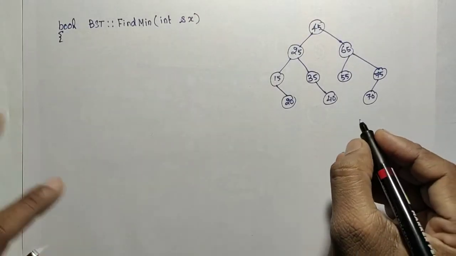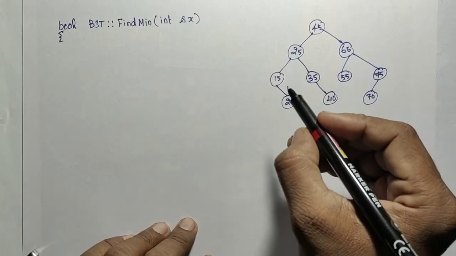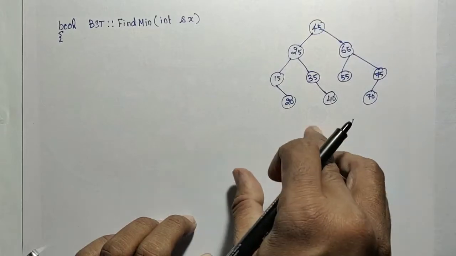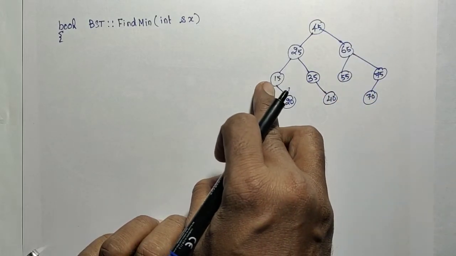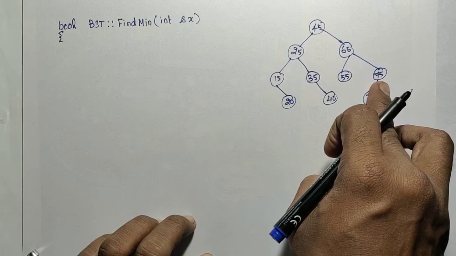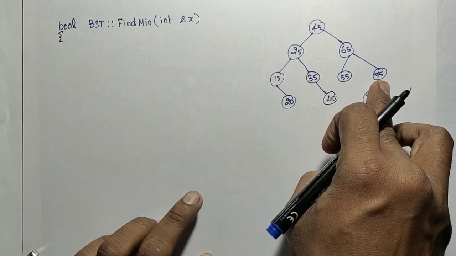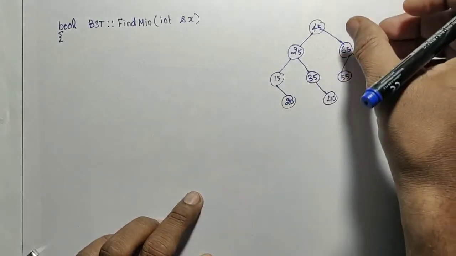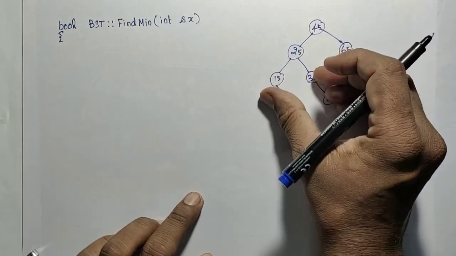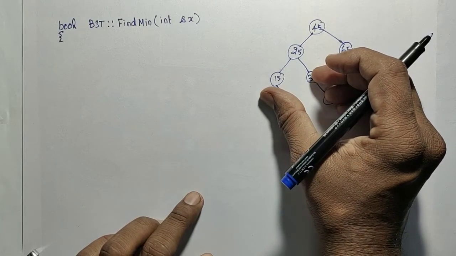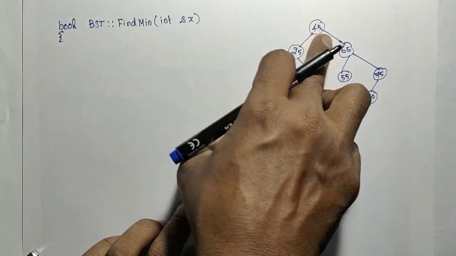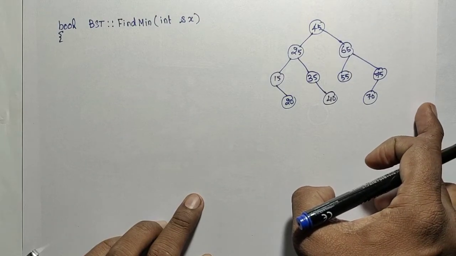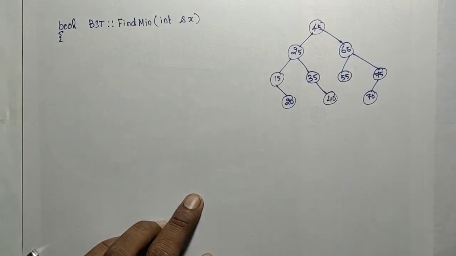So in a binary search tree, observe the minimum element. Which one is the minimum? That is 15. Which is the maximum element? That is 75. So we can easily identify the minimum element: the leftmost element in a binary search tree is the least element. Similarly, the rightmost element in the binary search tree is the maximum element. That's all. This is the logic.